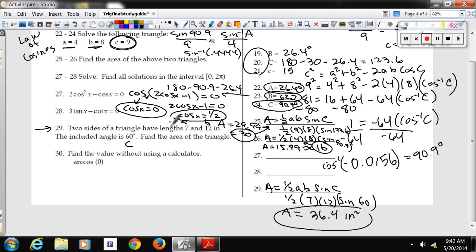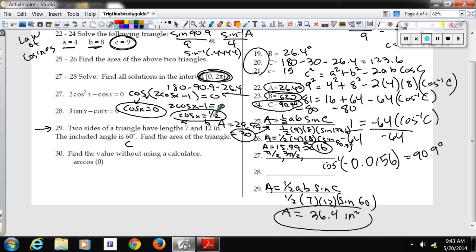That's what we have to look for on our chart, and notice this right here, the interval. It gives us the interval, so just look on the chart. You don't need to add the 2n pi's like we did yesterday. Just find them on your chart. Cosine is 0 at pi over 2, so that's one of our answers. It's also 0 at 3 pi over 2, that's another answer.